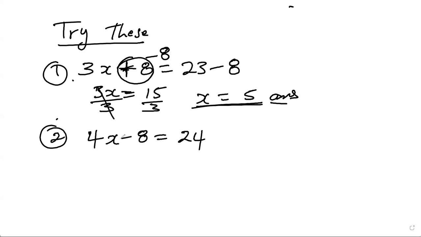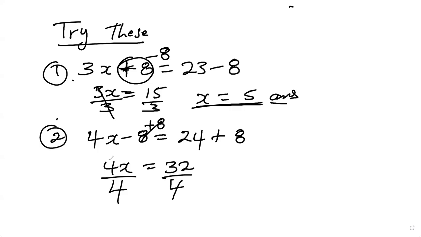But this one, same thing basically, except we only have minus 8 here. So we add 8 to both sides. 24 plus 8 will give us 32, and then we divide by 4. So x is equal to 8.